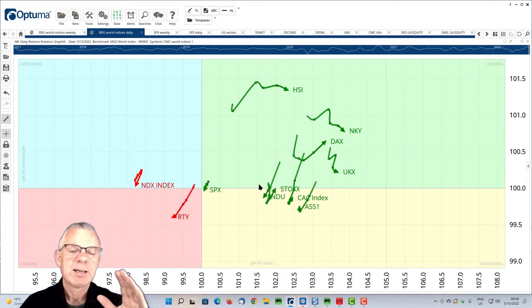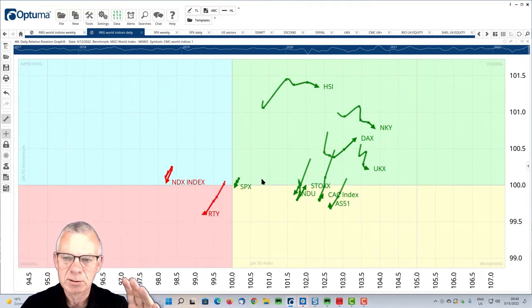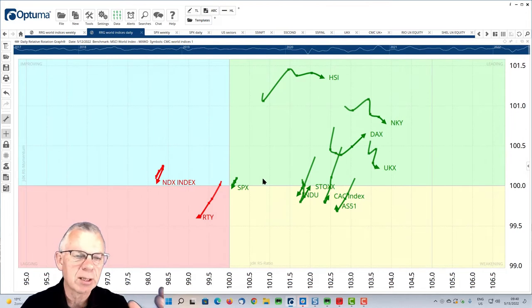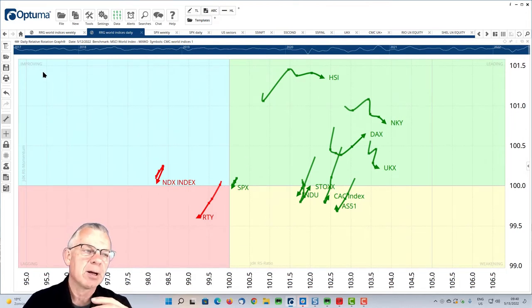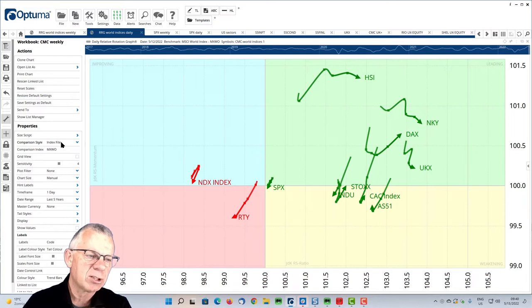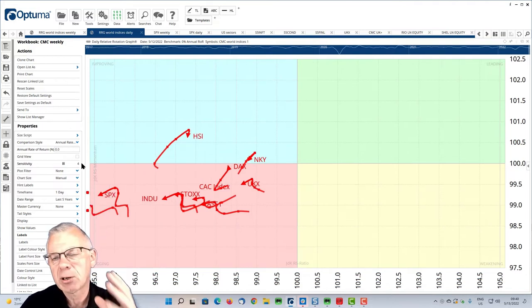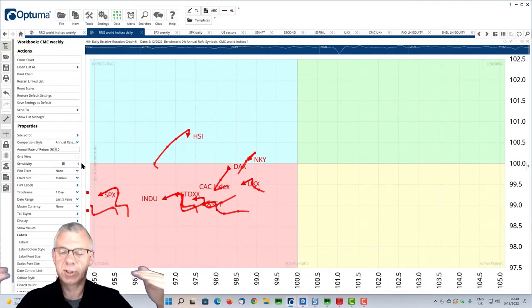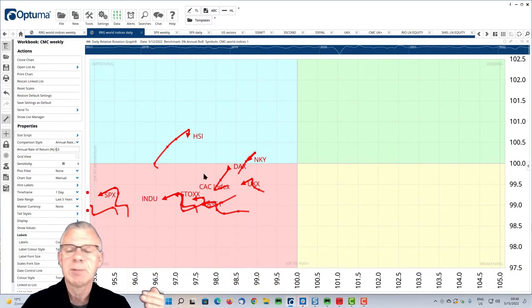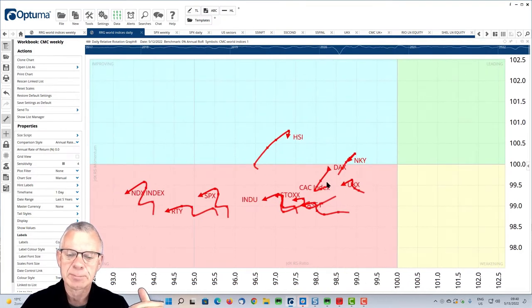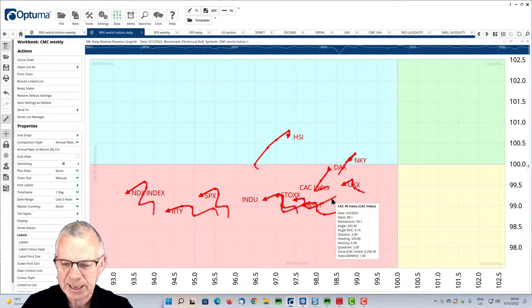Now, once again, it's all based on relative, and I can show you a different picture, because here the benchmark is the MSCI World that makes it relative. If I change that benchmark to an annual rate of return of 0%, then we are looking at relative strength versus 0%. And then you can see, basically that means that we're looking at price direction. And then you can see that all these indexes are in downtrends. They're all on the left-hand side of the chart.